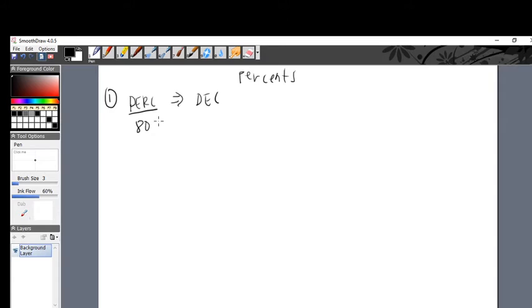I want to give you a few of them, not too many. If you've got, let's say, 80%, we want to change it to decimal. Let's try 37.5%, changing it into decimal. And the third one, 6%, changing it into decimal. Very important to know how to change something from percent to decimal. Okay, so here comes the answers.